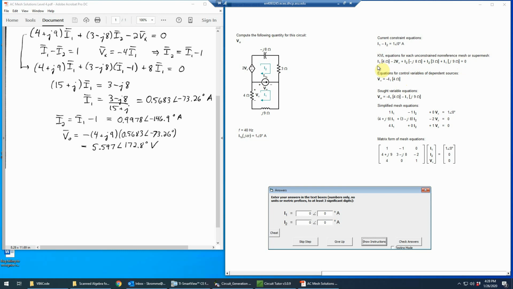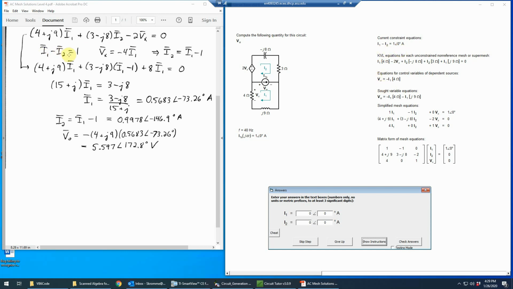Now, remember that we are doing algebra with complex numbers. You do it exactly the same as you would do with real numbers. It's just that you have to do complex arithmetic now instead of real arithmetic. But otherwise, the principles are exactly the same as what you learned in high school algebra. So here I've copied over the KVL equation in the simplified form, which is the second row here. So we have (4 + j9) I1 bar plus (3 - j8) I2 bar minus 2 Vx bar equals 0. And then I've also written the constraint equation and the control variable equation for reference.